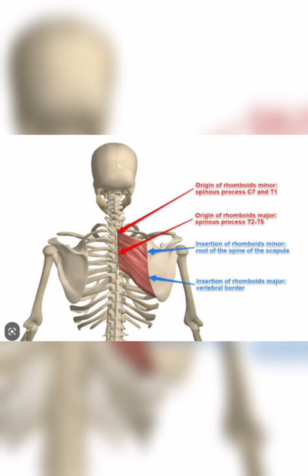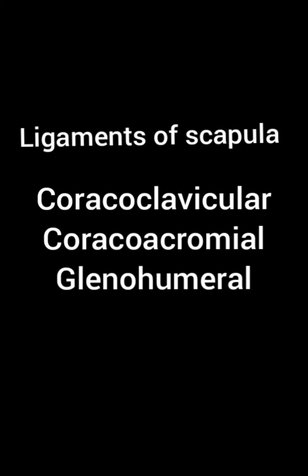The rhomboid minor and major muscles on the back connect the scapula with the vertebrae of the spinal column. The rhomboid muscles help to retract, elevate and rotate the scapulae, with twisting movements of the scapulae, and also protect the scapulae. So that's the matter about the insertion muscles on the scapula. Now next, move on to the ligaments of the scapula.